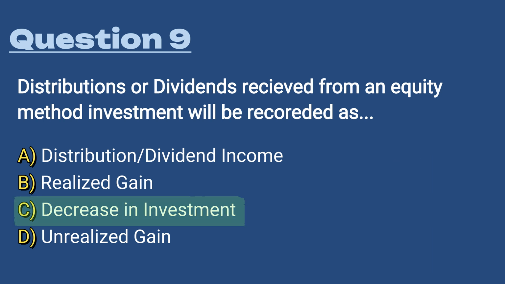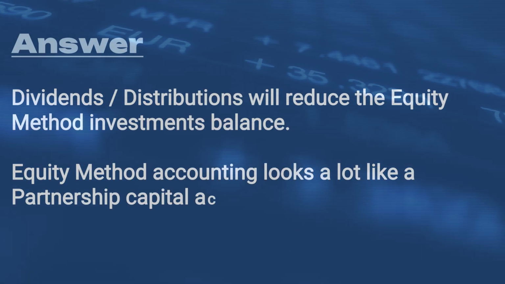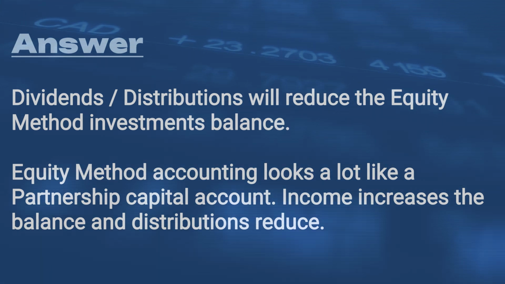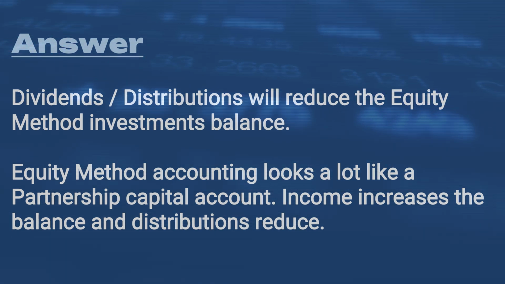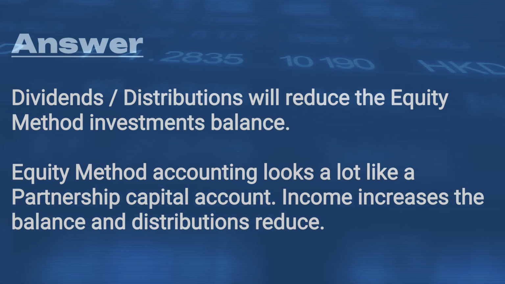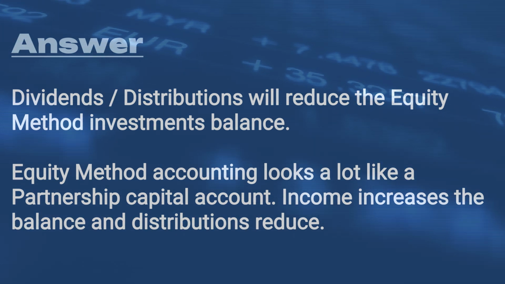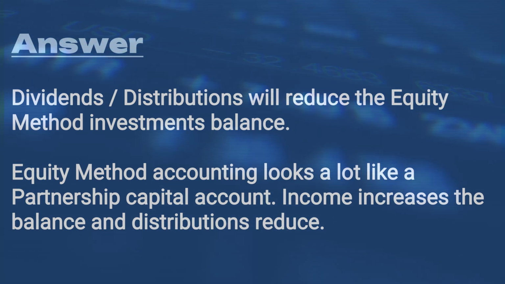The answer is C. It's going to be a decrease in your investment. Dividends and distributions will reduce the equity method investment's balance. Equity method accounting looks a lot like partnership capital accounting. The income from the investment will increase the investment, while distributions and dividends will reduce the investment's balance.